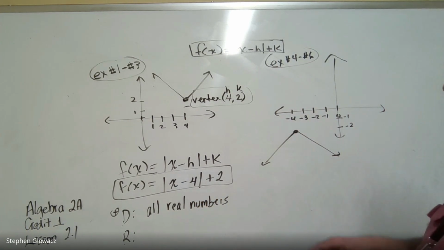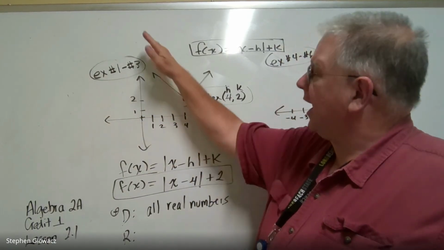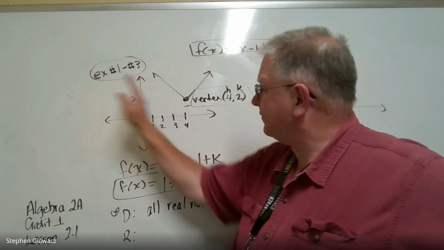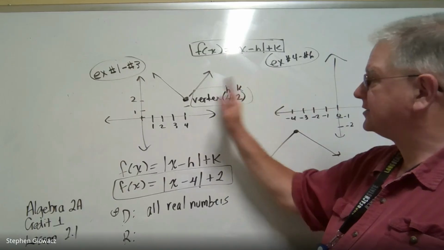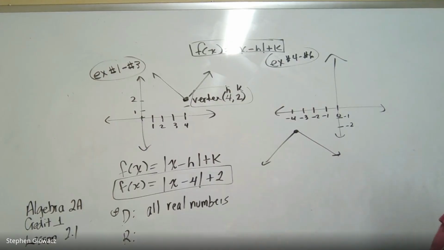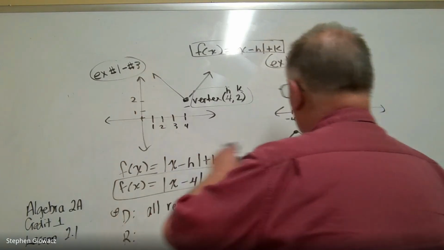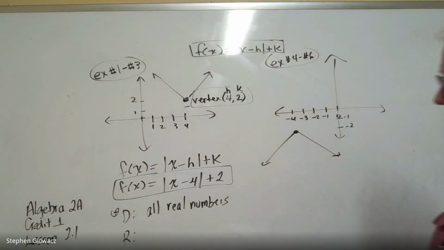And again, that's because the graph goes forever to the left. And yes, it's going up, but it's also going to the left. And then similarly to the right, it's going out forever to the right. So the domain will always be all real numbers, because for any value of x, we can go up or down and find a point on the graph.